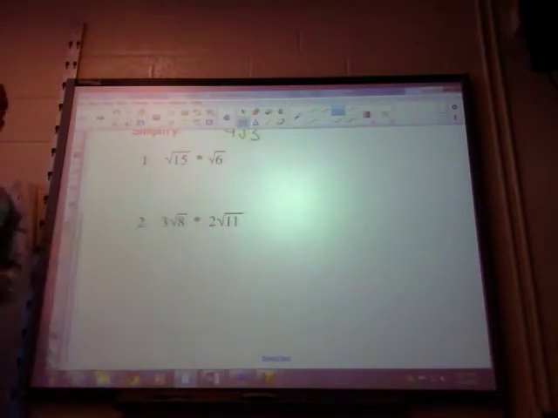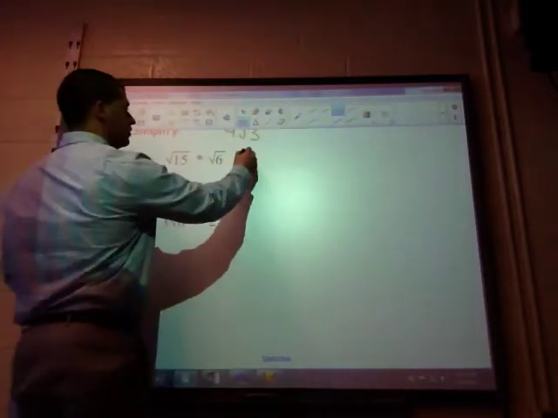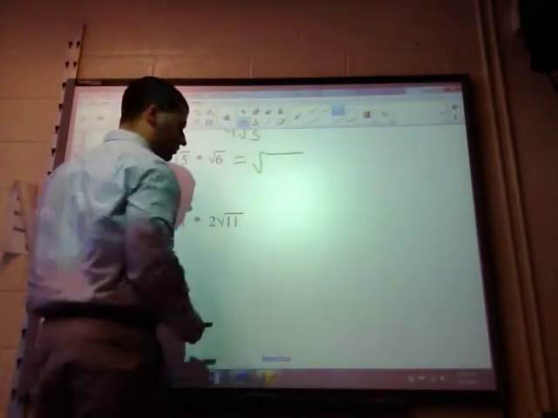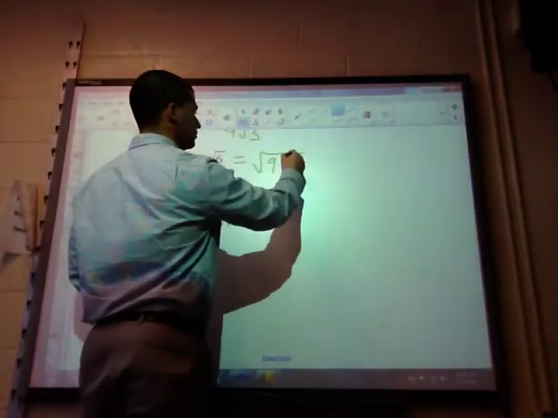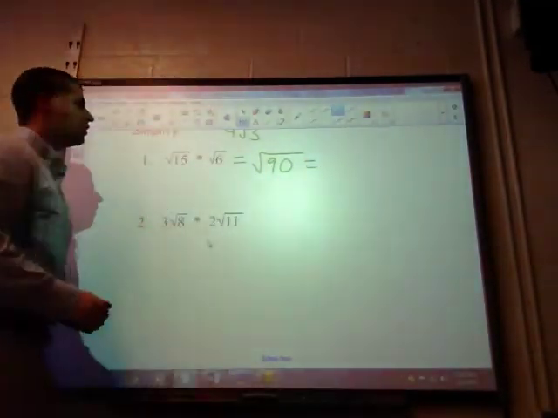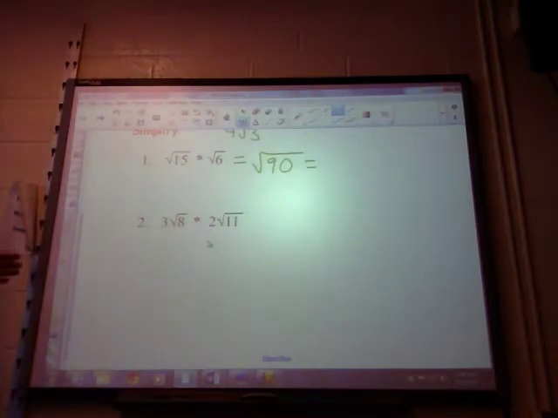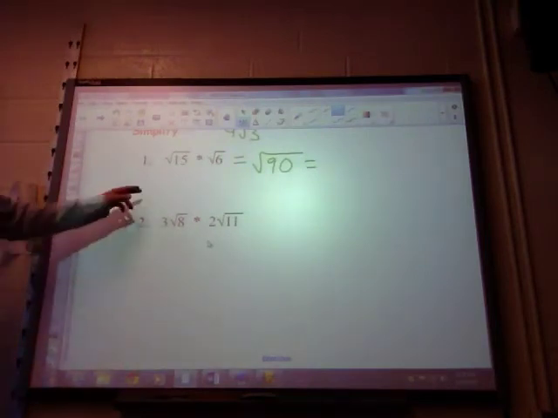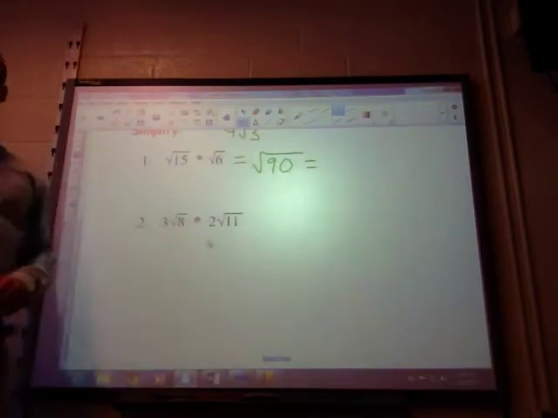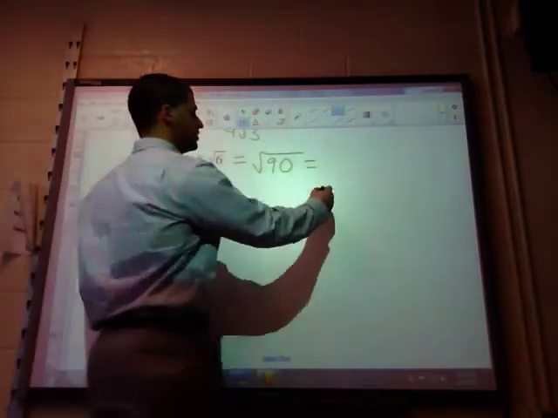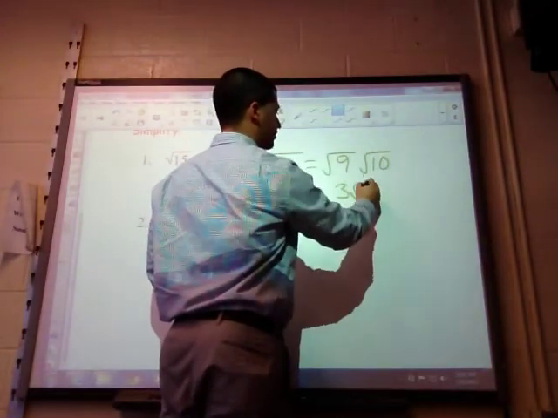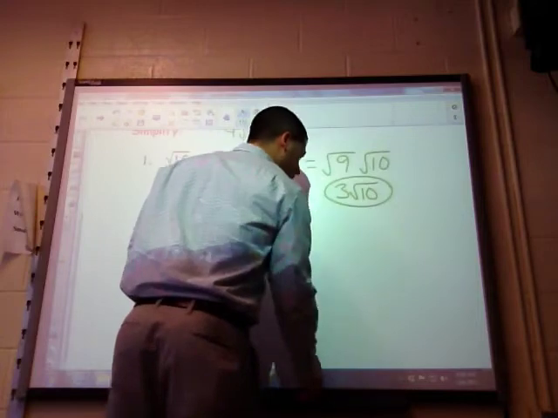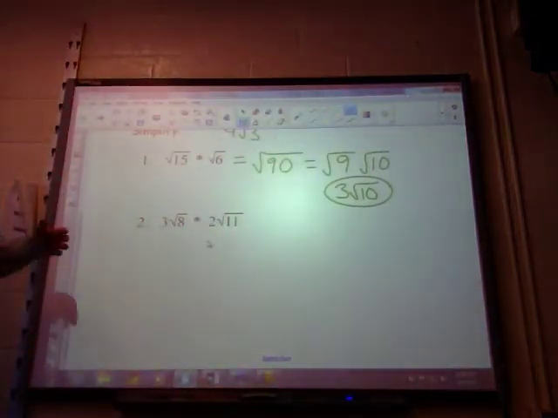So you have radical 15 times radical 6. 15 times 6 is 90, so we have the square root of 90. And now that we have the square root of 90, we can simplify that, right? Because we multiply the two radicands, got what's under our new radical. Biggest perfect square that goes into 90 is 9. What's left over is 10, so we get 3 radical 10. It's a fairly basic concept. All you're doing is multiplying the radicands and then simplifying afterwards.